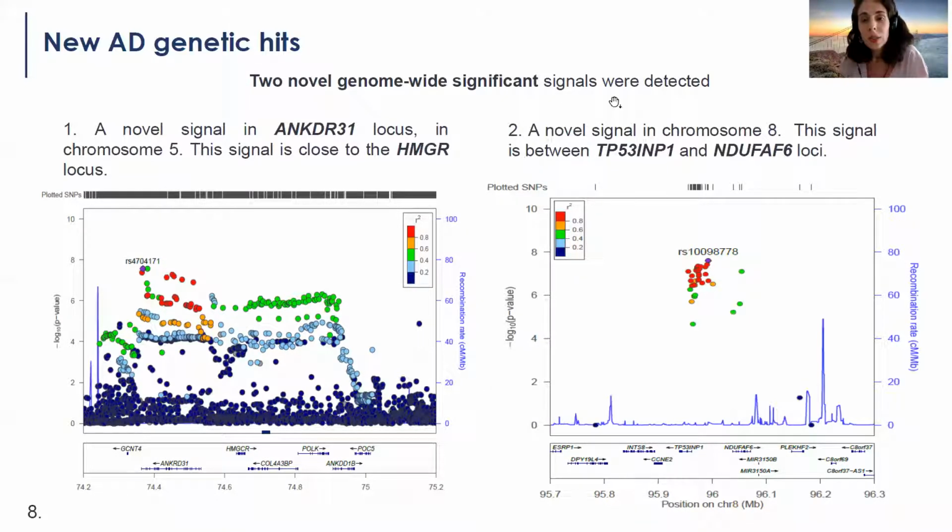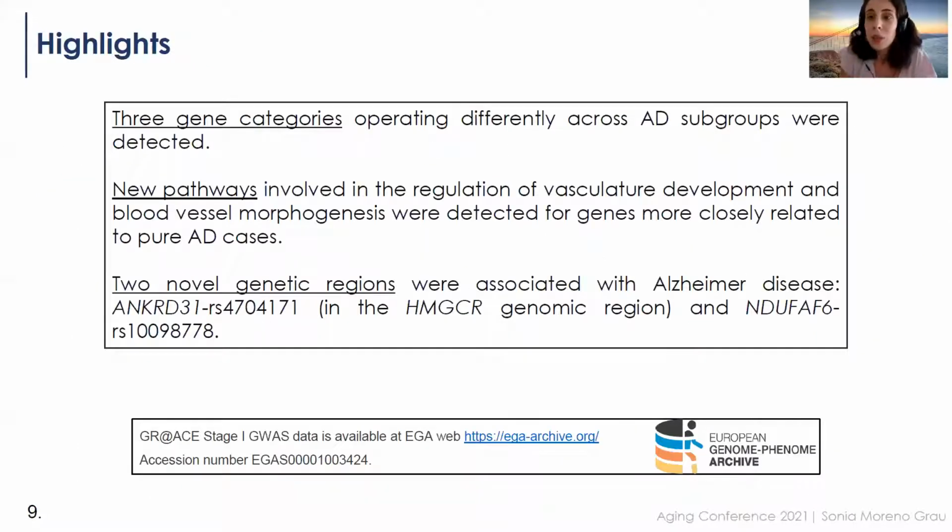The second region was located in chromosome 8, and our top signal, which you can find here, was located between these 2 genes. So let me give you three fast highlights or conclusions from our study.